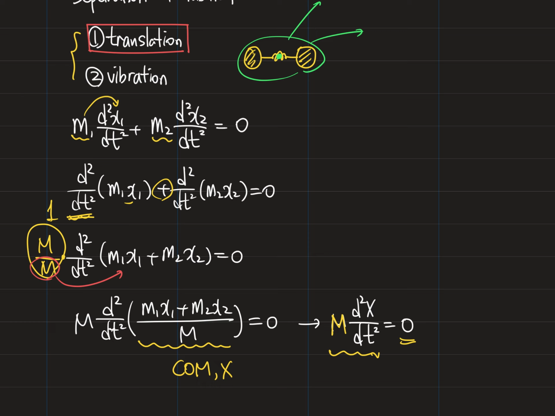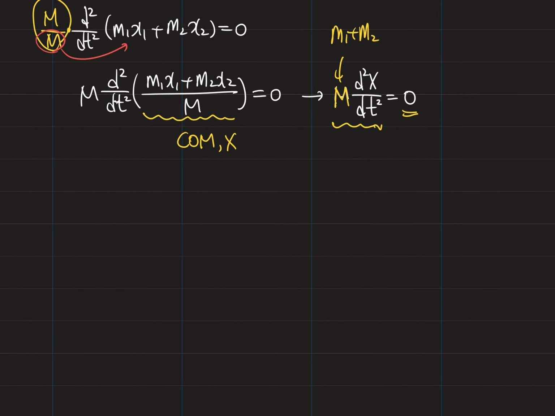So if you want to describe the translational motion of a diatomic molecule, you don't really need to know about the vibration part. You can just consider them as one large mass, capital M, given as the sum of the two particles. So the translation part is quite straightforward. And let's go to the vibration part.